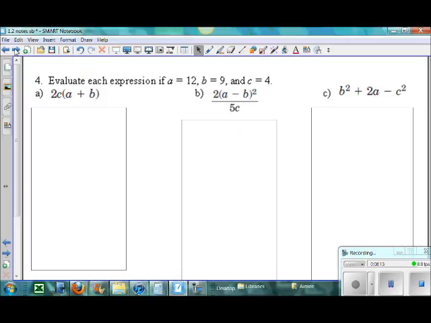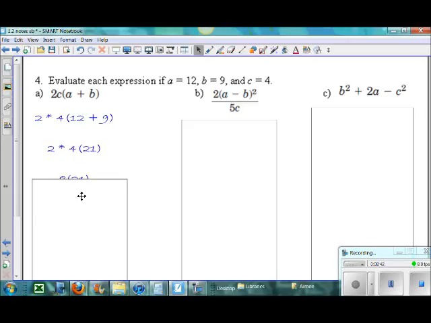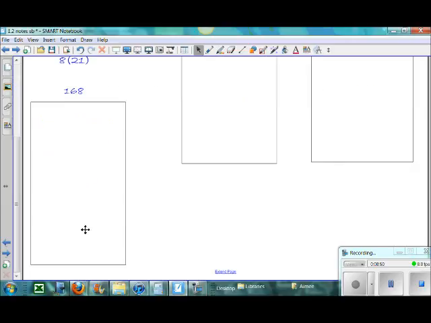Then the next type of example, you have one more step because you're going to need to use substitution. They are going to tell you what your values are for the letters that are given. So instead of writing 2 times C times the quantity A plus B in example A, when we rewrite it, given the information here at the top, we should have 2 times 4 times the quantity 12 plus 9. We do have a grouping symbol, so we should add the 12 and 9 first to get 21. Then you multiply from left to right, so 2 times 4 would be multiplied first, and then 8 times 21 is 168.